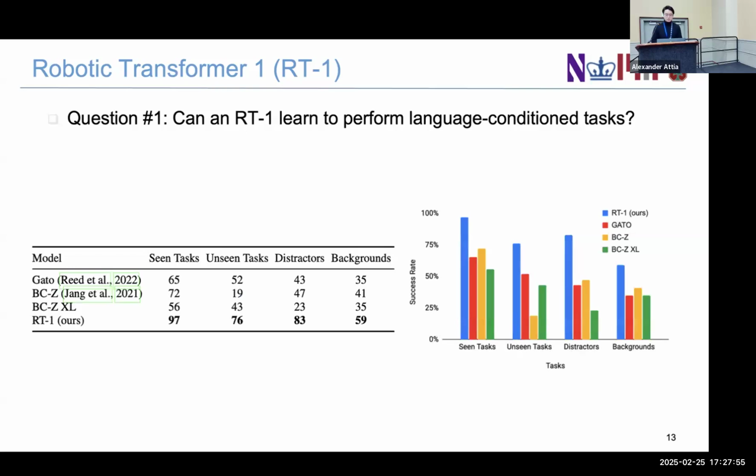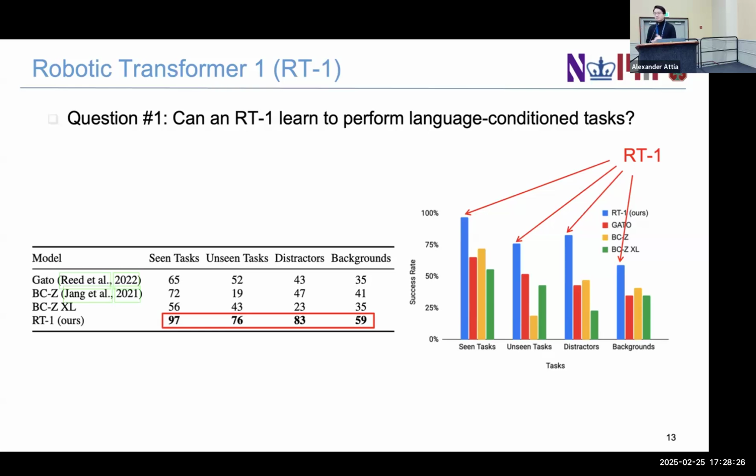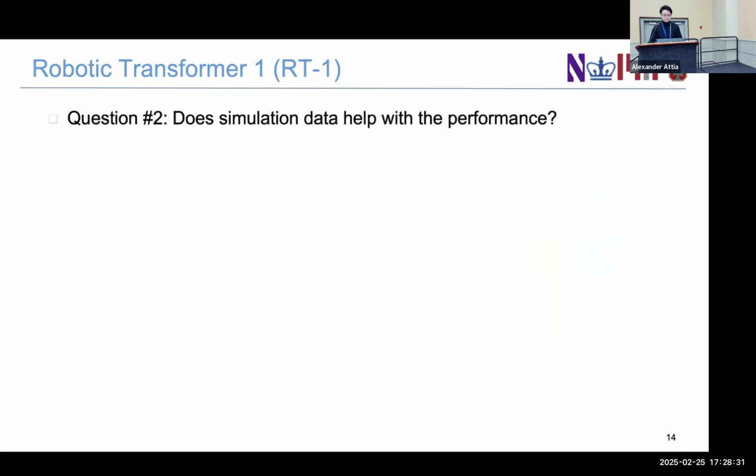Here are the results. Here is the table, with the numbers in this red box showing the performance of their methods. You can see that for seen tasks, they claim they can achieve 97% success rates. And for unseen tasks, distractors, or backgrounds, you can see an obvious drop in performance. Also on the right, you can see from the bar plots that RT1 really achieved state-of-the-art performance back then, especially compared with existing robotic foundation models.